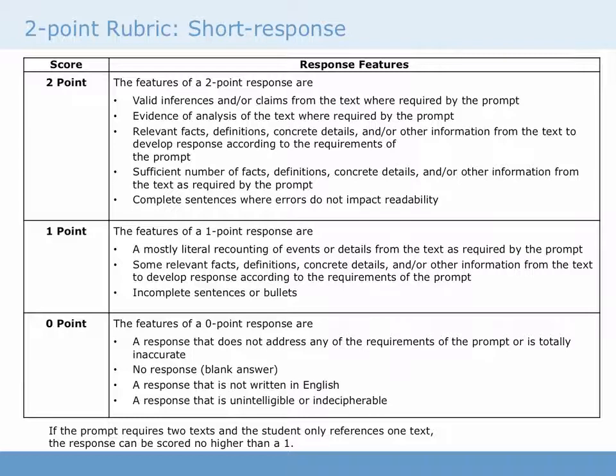At a score point 1, there are multiple ways to achieve a score point 1. A response could be a mostly literal recounting of the events or details, or it could just contain a valid reference but insufficient details, or it might just contain a valid inference. A score point 0 will not address any requirements of the prompt, or it might be totally inaccurate.